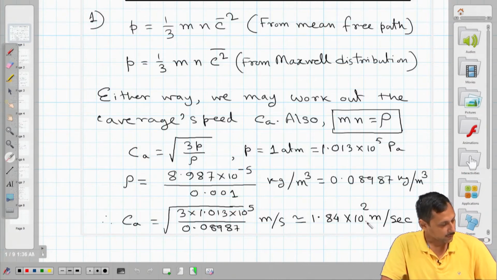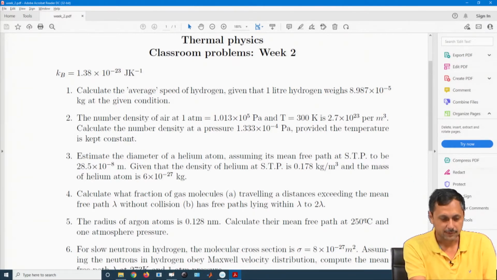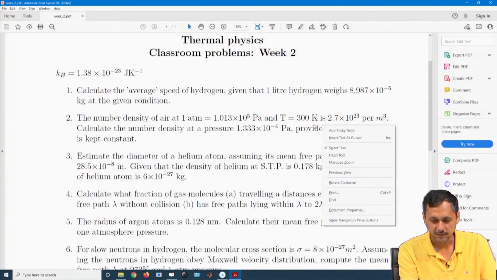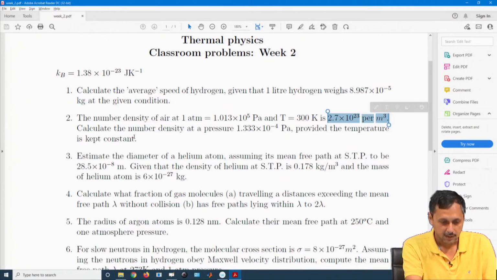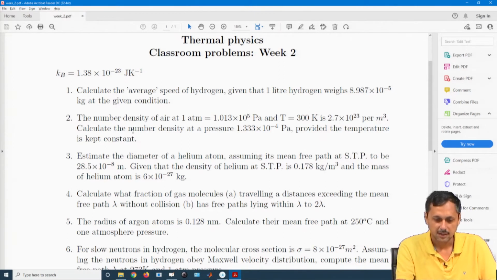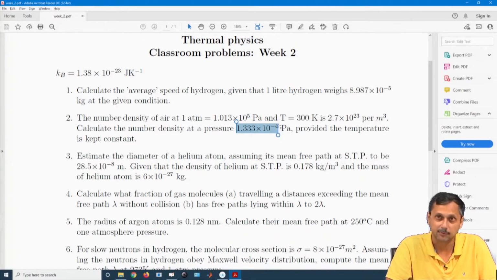Okay. So, for the next problem, we have the number density of air at 1 atmosphere and T equal to 300 Kelvin given as 2.7 into 10 to the power 23 per meter cube. Calculate the number density at a pressure 1.33 into 10 to the power minus 4 Pascal, provided the temperature is kept constant.